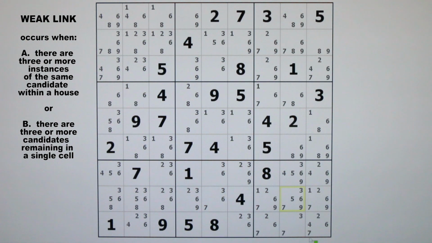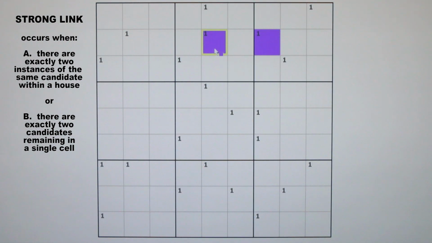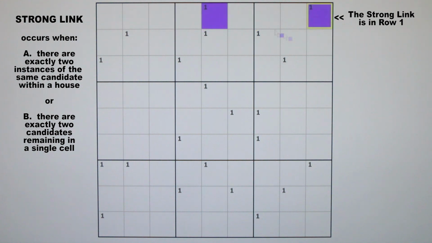And to give another example. Here, there are 4 3s in this row, in row 5, so there can only be a weak link between any two of those 3s. And within a cell, for instance, down here, between the 8 and the 3, there could only be a weak link because there are 5 candidates in that cell. The only time there can be a strong link is if there are 2 candidates within a cell of different digits, or 2 in a house of the same candidate, here being 1.